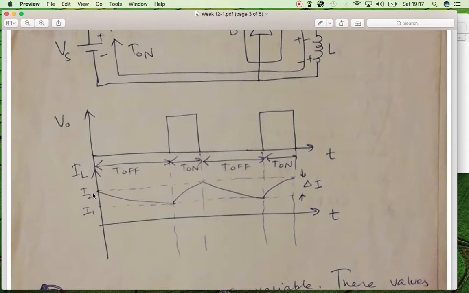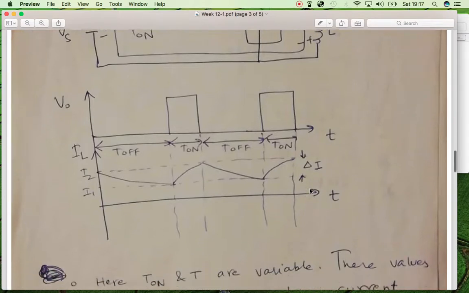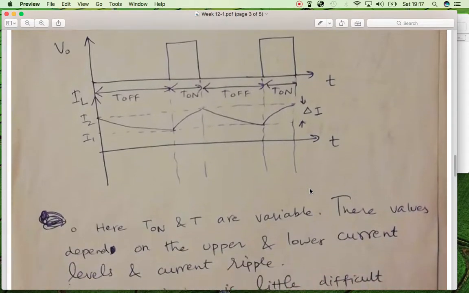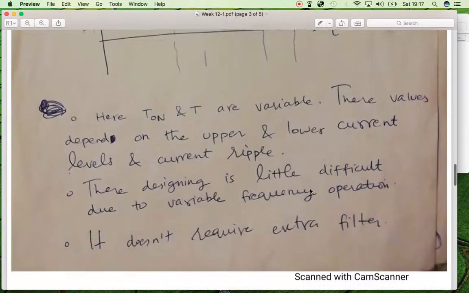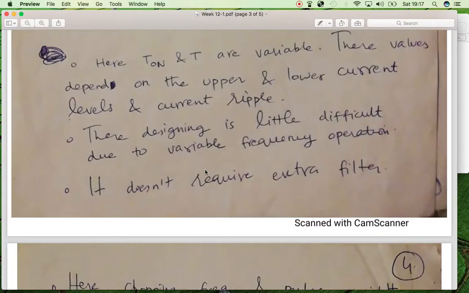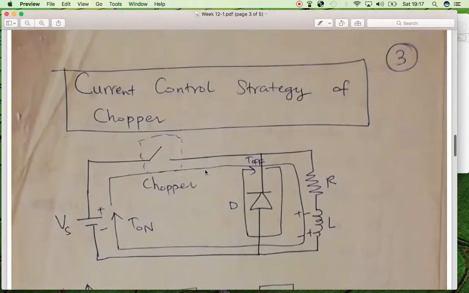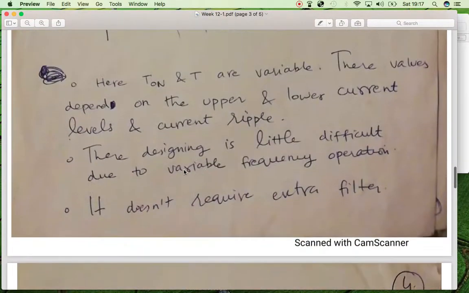And there are two levels of current, one is I1 and the other is I2, and the difference is delta I, which can also be said to be the ripple of the current. So there are different advantages of this current control strategy of the chopper. You can read those over here.